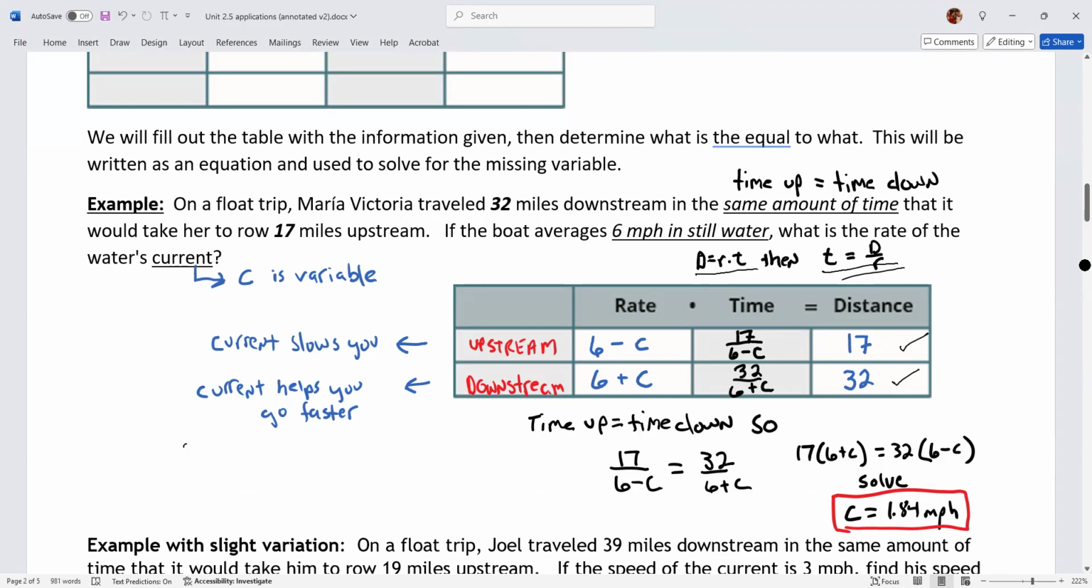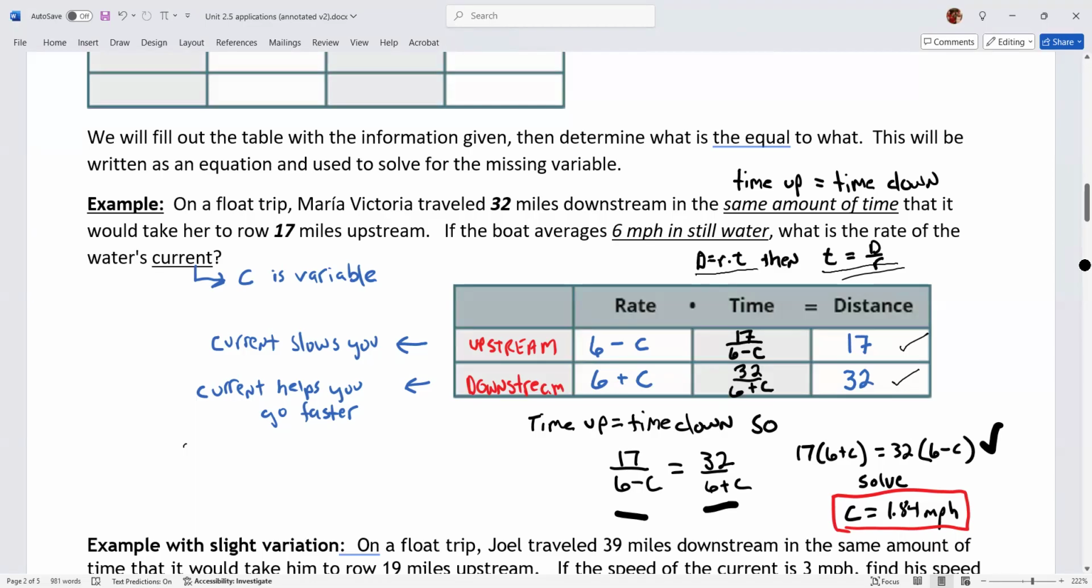I have an equation. Notice what kind of an equation it is. It is what? It is a proportion. So to solve for C, I simply do the cross multiplication, which I showed you right here. I'll just put a check there. Okay, and then I'm not going to go through the whole solution. You do your distribution and solve. It's a linear equation. And when you solve it, you get 1.84 miles per hour.